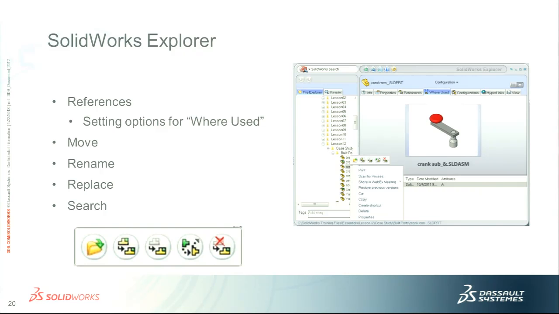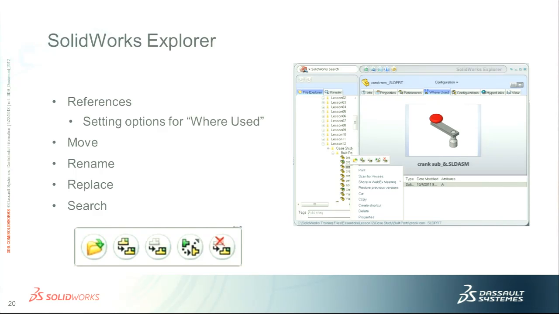If I need to see what assemblies a part is located in, I can use where used. All right, so this is a functionality part of SolidWorks Explorer. Also a great thing about SolidWorks Explorer is moving files. So when you have an assembly and it has reference files inside of it, you can't just move them to different folders. You need to tell SolidWorks that you're moving them.